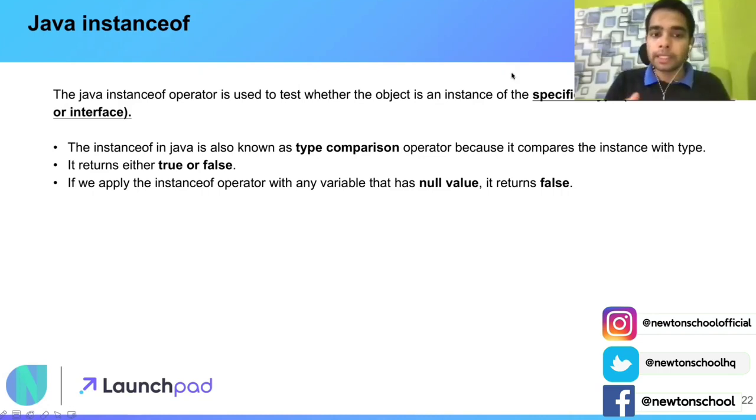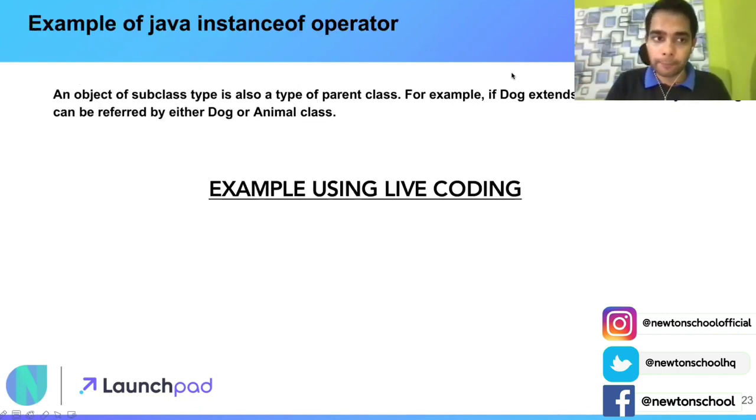Third case is if we apply the instanceof operator with any variable that has a null value, the output will always be false. Irrespective of whether it is a specified type or not, if the variable used with that operator has a null value, the output will always be false.